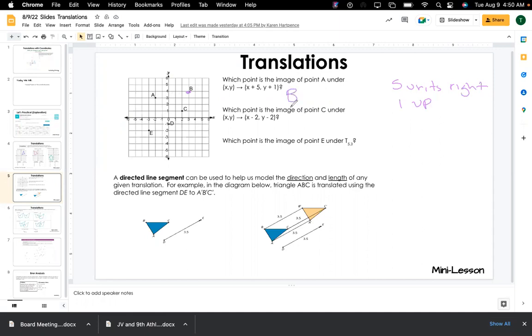Okay, which point is the image of point C under X minus 2, Y minus 2? So you want to start with C this time. Okay, so we're here. And we're going to go left 2 and down 2. And that is D.